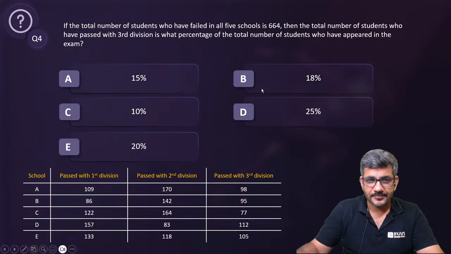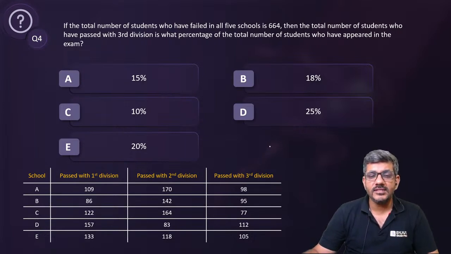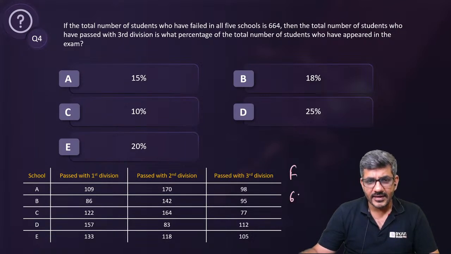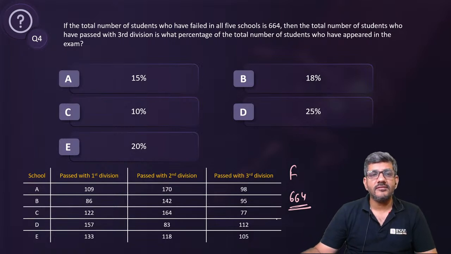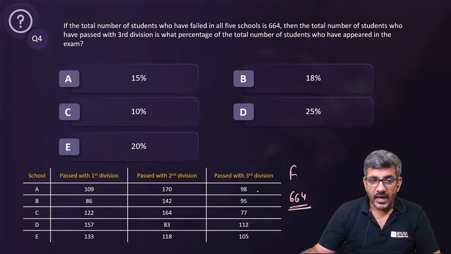Karna shuru karte. So now the total number of students who have failed in all 5 schools is 664. So number of failed students is 664. I'm writing 664 total. And the total number of students who have passed with third division is what percentage of total number of students who have appeared in the exam. So I have to add all the numbers. I think we calculated this initially. If you guys can help me, how much was this? Yeah, मैं दोबारा कर ही लूं.